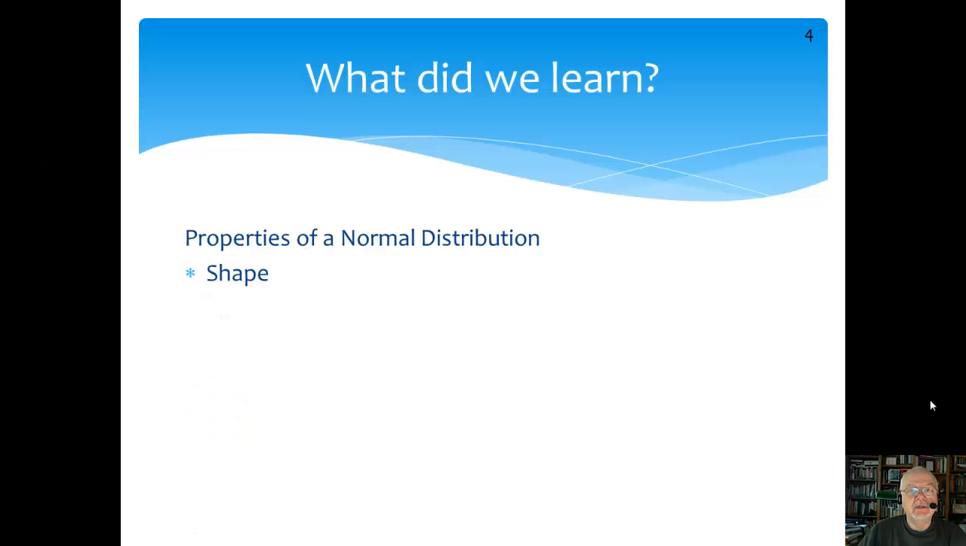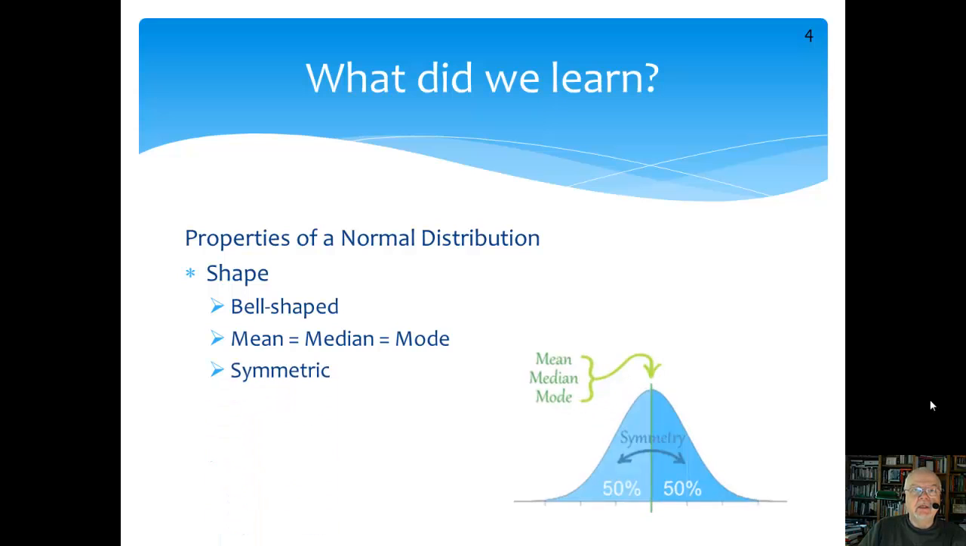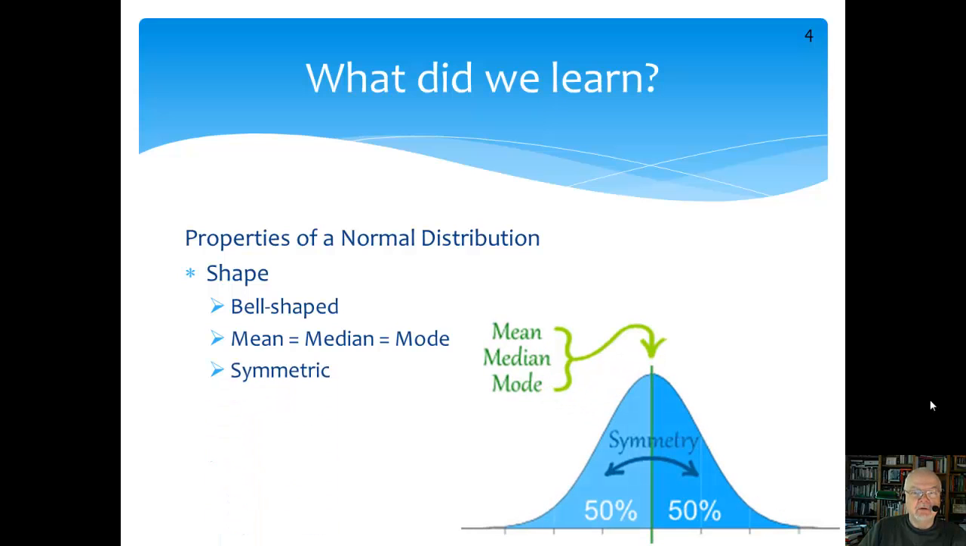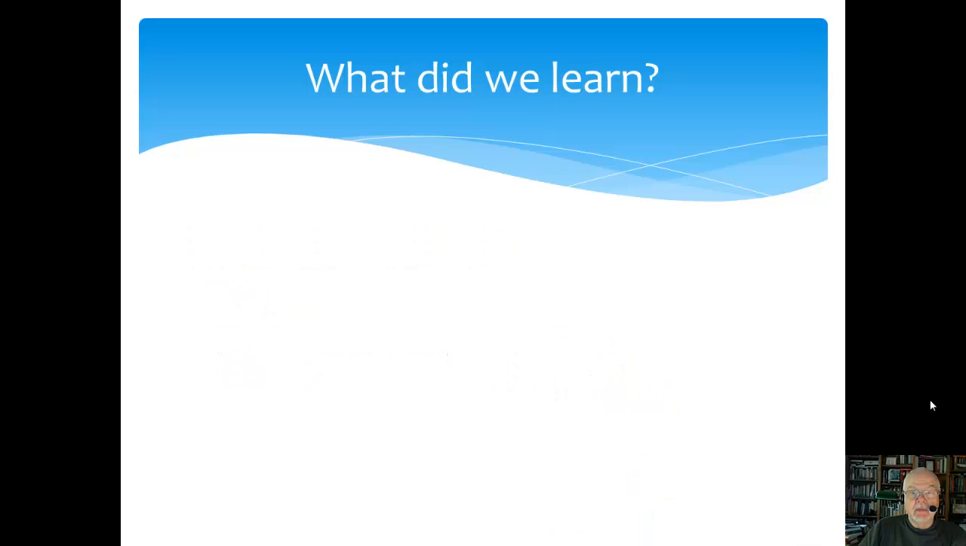We learned some properties of the normal distribution. First, we learned that the shape of the curve is bell-shaped, and it is always bell-shaped regardless of what happens to the mean or the standard deviation. We learned that the mean, the median, and the mode are in fact the same number for any normal distribution, and we learned that the distribution is symmetric about the mean.